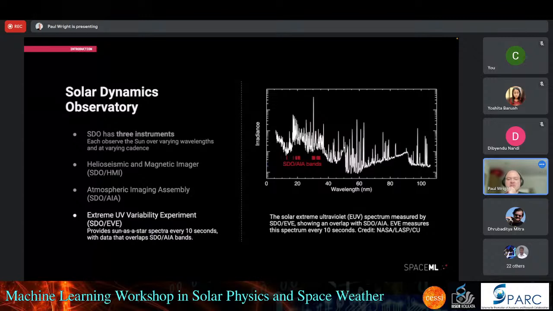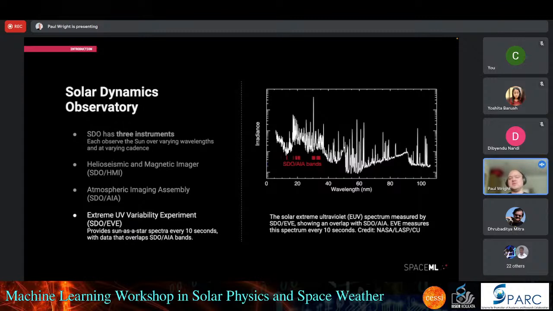So the third and final instrument on SDO is the Extreme Ultraviolet Variability Experiment. SDO EVE provides sun-as-a-star observations of the extreme ultraviolet every 10 seconds. As shown on the right, EVE observes solar spectral irradiance from 5 to 110 nanometers. But unfortunately, the MEGS-A component that overlapped the red bands that correspond to the SDO AIA bands ceased to operate in 2014. I'll talk more about an ML solution to this later.